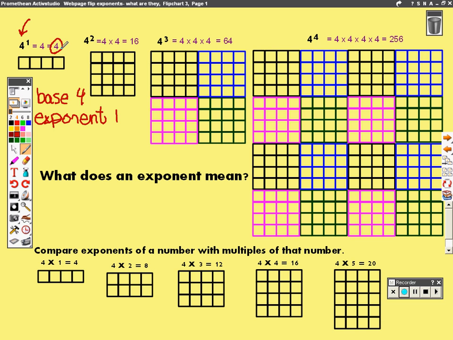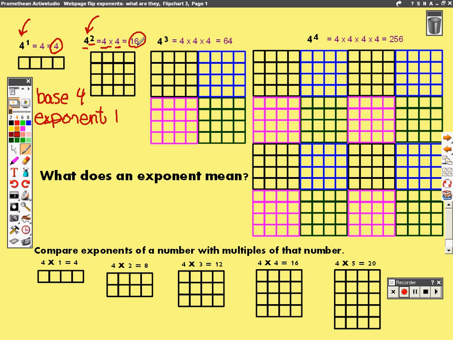Now some of you might be saying, wait, that's a lot like 4 times 1, but you'll see in a moment why that's different. Look now at the next exponent, which is 4 to the second power. The base is 4, the exponent is 2. That means it's 4 multiplied by itself twice, 4 times 4, which is 16. And there's a visual representation there for you so that it makes more sense.